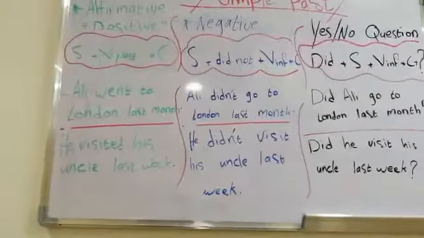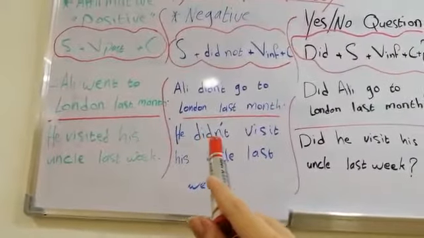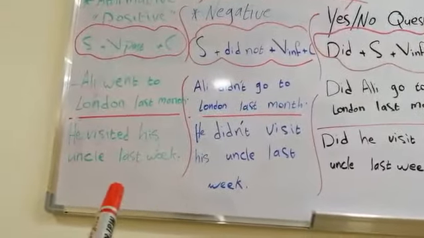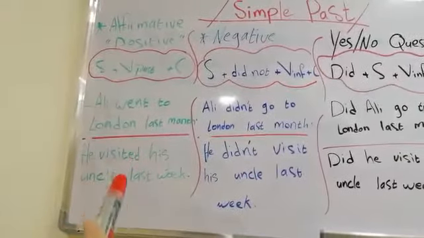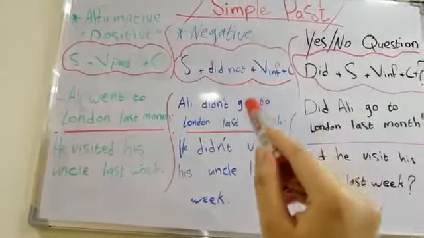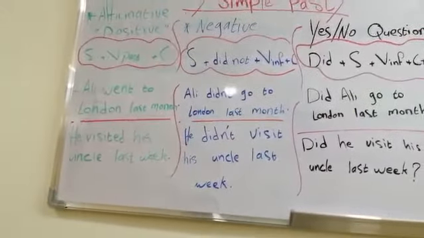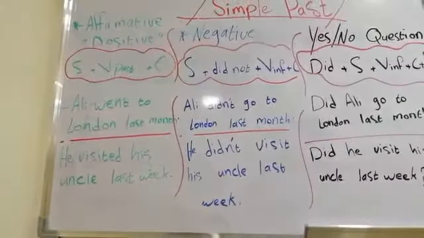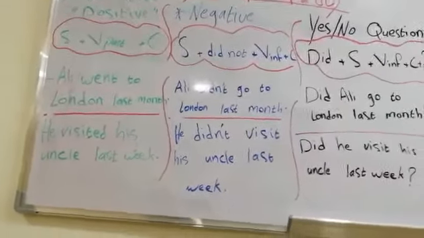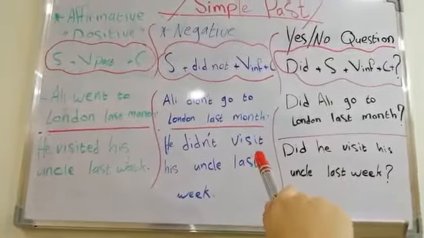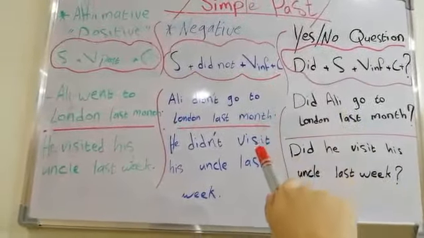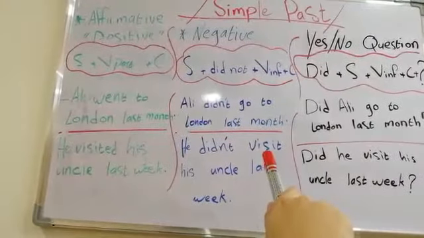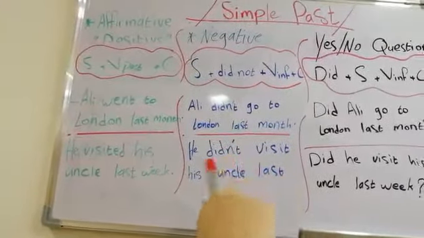Next one, he didn't visit his uncle last week. Look, this is the same sentence. This is in the affirmative form, but this is in the negative form. So he didn't visit his uncle last week. Look, here we have what? Infinitive form. It is not visited, it is visit. Why? Because we have didn't.